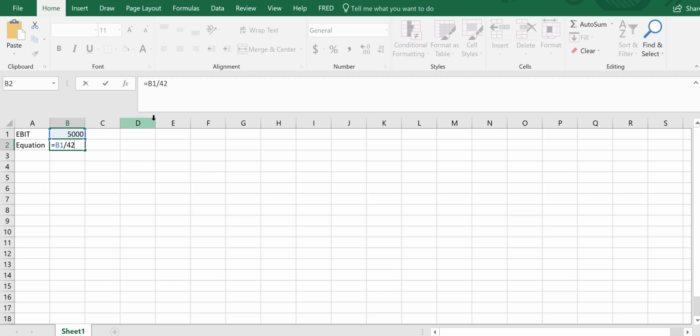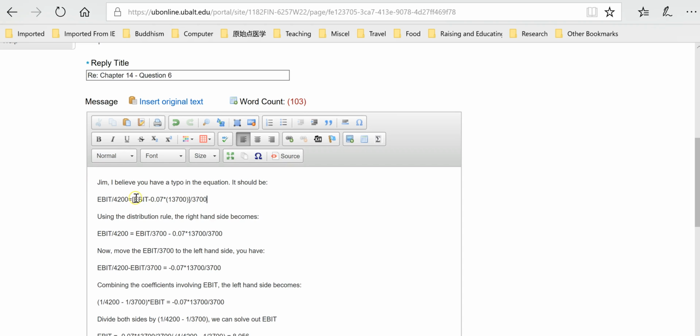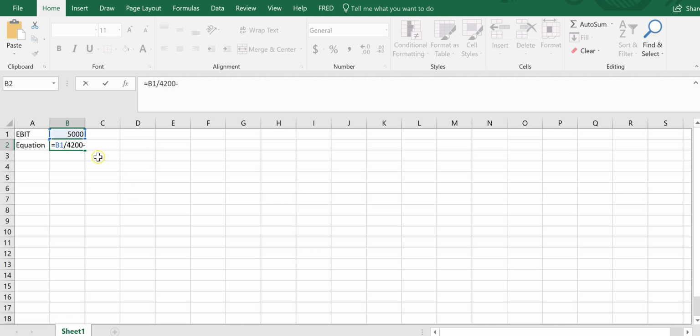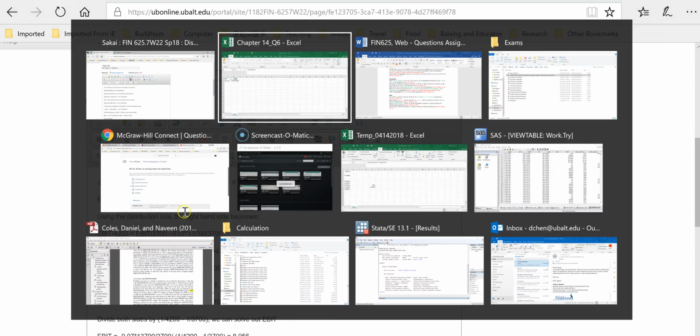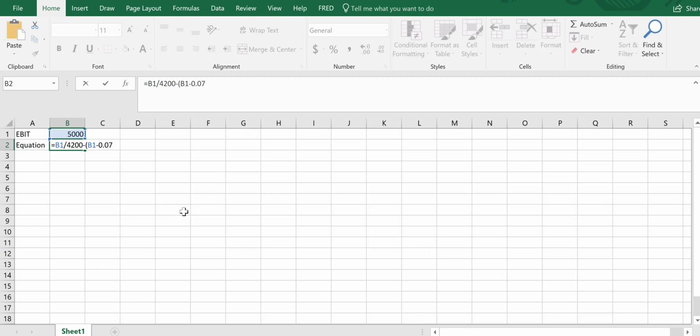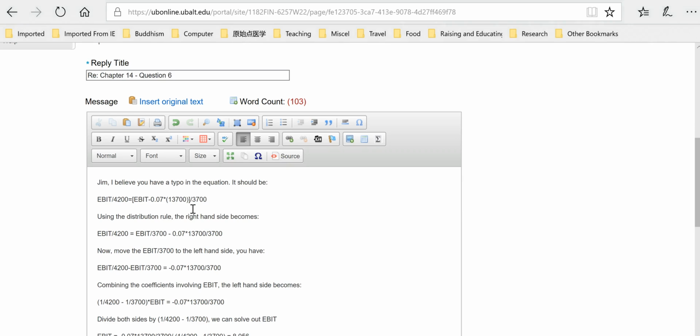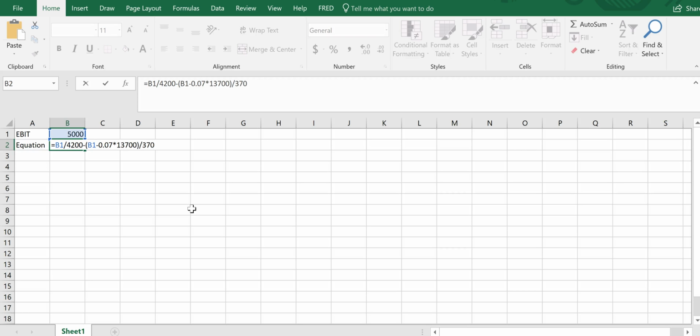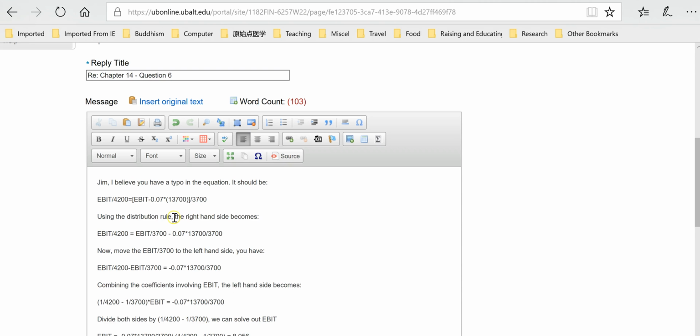So this equation here, this is this EBIT divided by 4,200. And then, as I said, I move this whole chunk to the other side. So I need to change their sign. That's why this becomes negative, minus, and minus, and then I need to add a parenthesis, and this EBIT again, minus 0.07 times 13,700. And then the whole thing divided by 3,700.